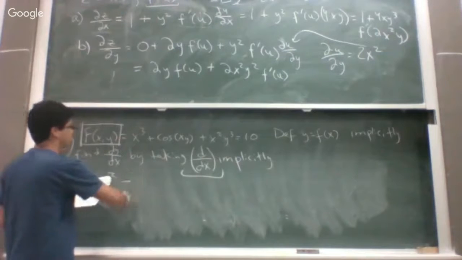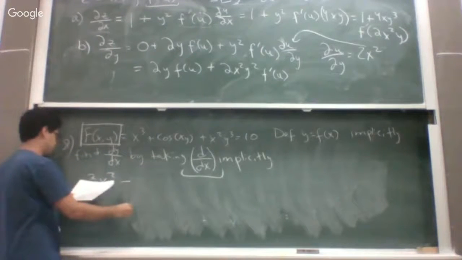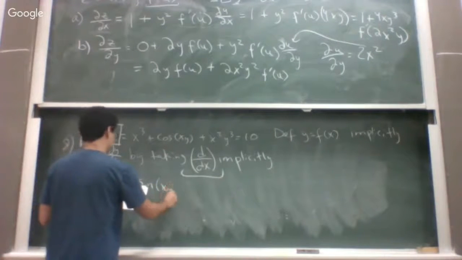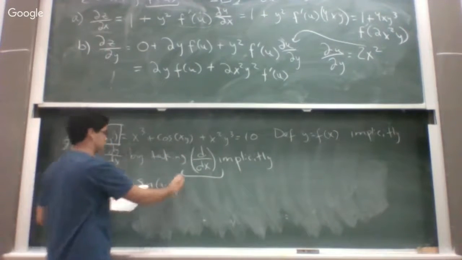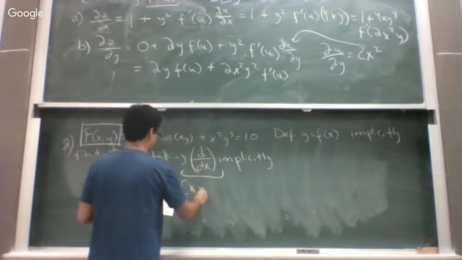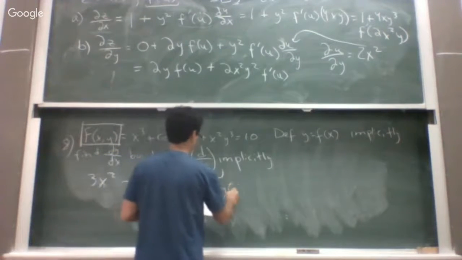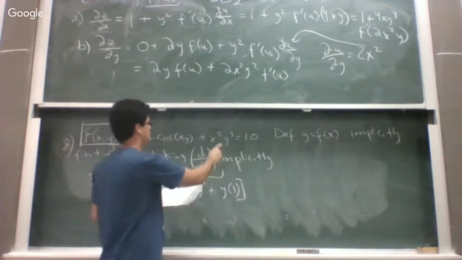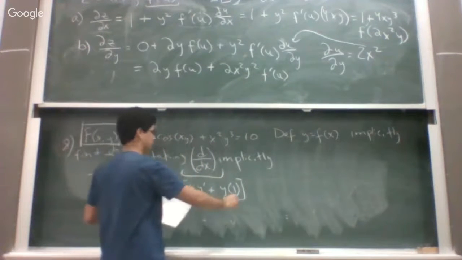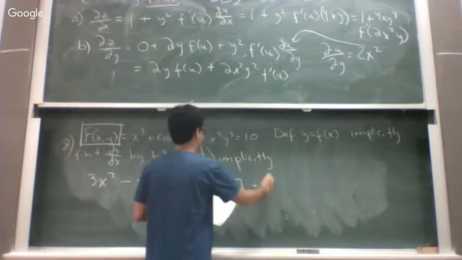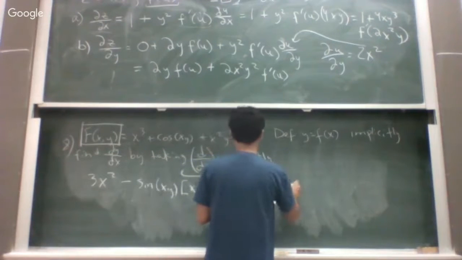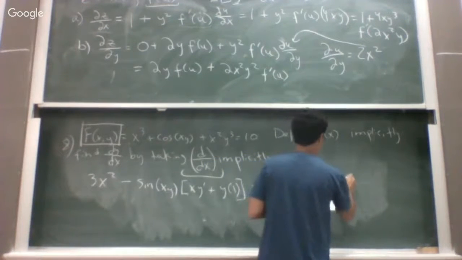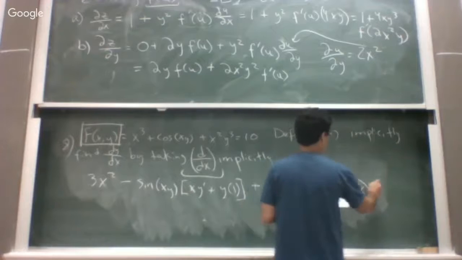So 3x squared minus the derivative of cosine of xy is what? Sine of xy times the derivative of the inside, xy prime plus y times 1. So with this, again, we need to do the product rule. So x squared times 3y squared y prime plus y cubed times 2x.